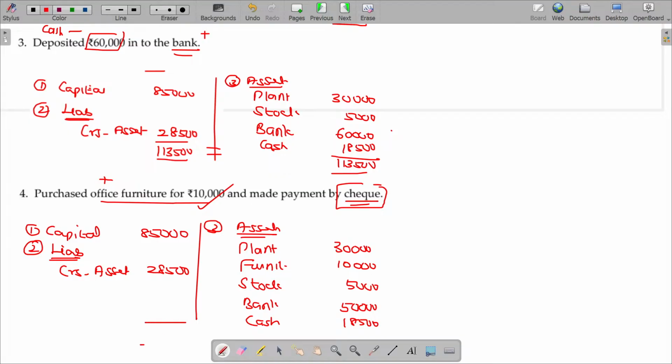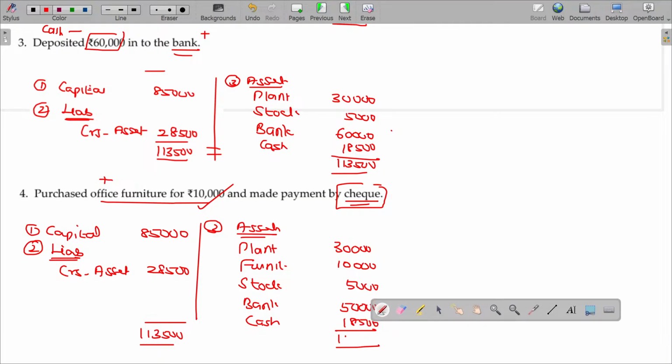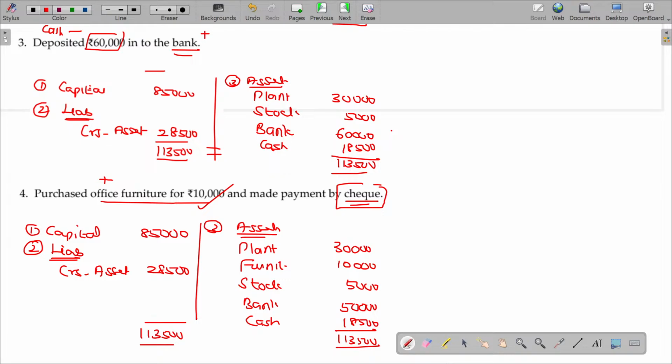Now the total being 1,13,500. Clear? Hope you will now be able to understand how to prepare the balance sheet directly. This is what you call the balance sheet. We got the balance sheet directly by using the accounting equation approach.